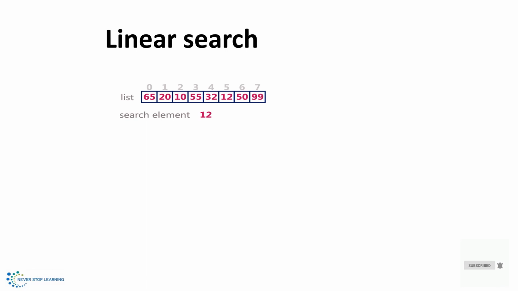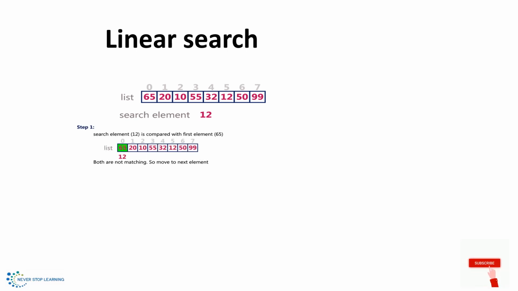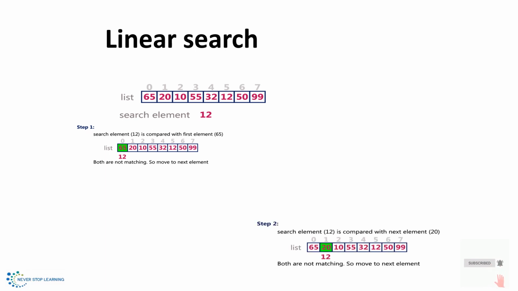Linear search is a straightforward approach. We start at the beginning and check each element one by one. So here you can see there is a list. It contains 8 elements. First we will compare the search element 12 with array index 0, that is the first element of the list. So we are comparing 12 with 65. As this is not matching, we will move to the next element.